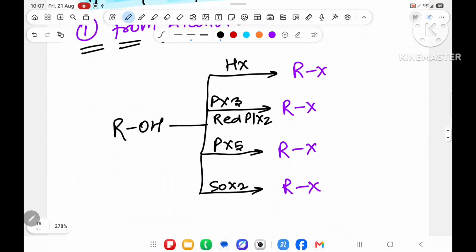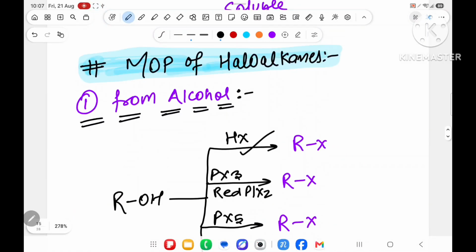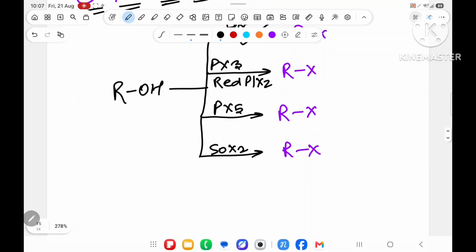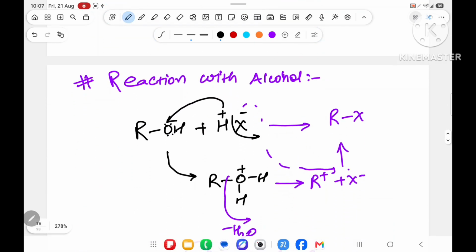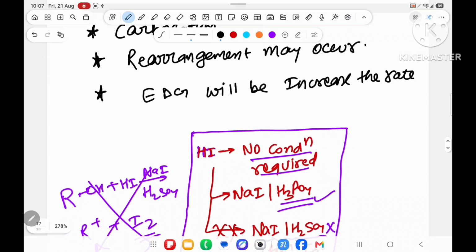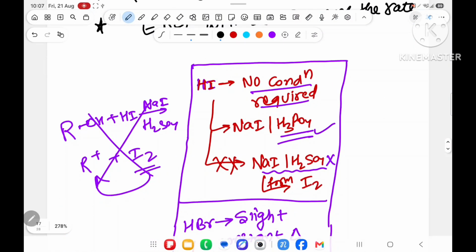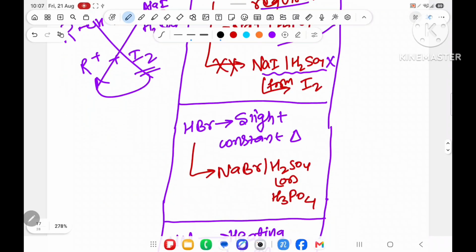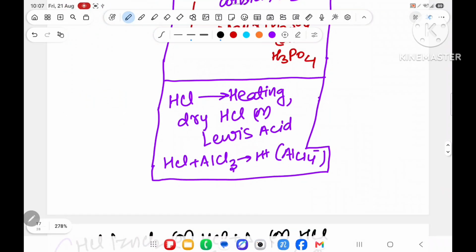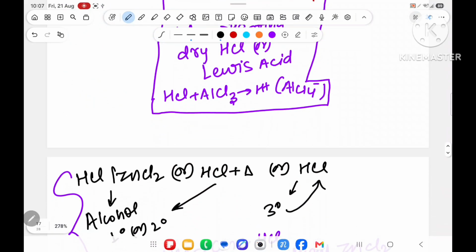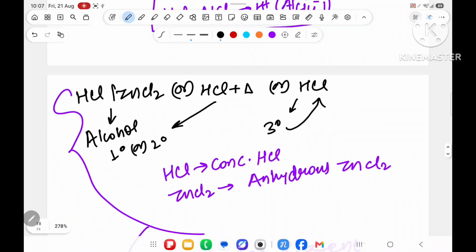The alcohol part, I hope lots of things I have dictated. Once again you will see the alcohol part with HX very properly. Alcohol part I have dictated up to now with HX only. PX3, PX5, SOX2 not dictated. HX is this one: carbocation forming, SN1 coming, electron donating group will increase. HI has no condition, don't use H2SO4. HBr has slight heat, and HCl has heating and dry HCl plus Lewis acid, HCl plus ZnCl2 you will take, ZnCl2 is a Lewis acid.